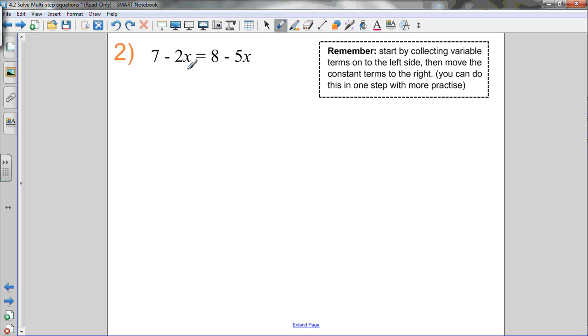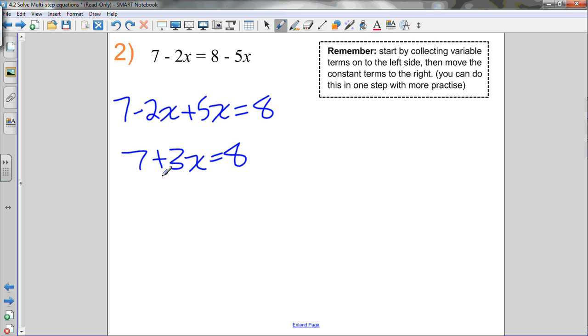First thing I want to do, bring the variable terms to one side of the equation. I'm going to bring them to the left. So on the right side of the equation, I have minus 5x. I know to bring it to the opposite side of the equation, I must do the opposite operation. So I must add 5x to the other side of the equation. So I have 7 minus 2x plus 5x equals 8. Because I've brought this negative 5x to the other side of the equation and it became plus 5x. Now I'm going to collect my like terms. I have a negative 2x plus a 5x. That gives me positive 3x.